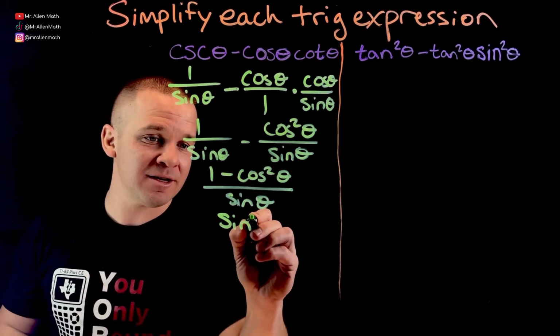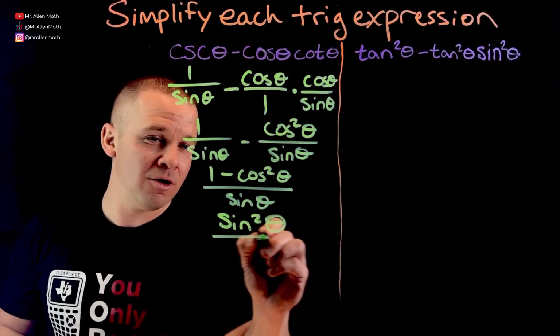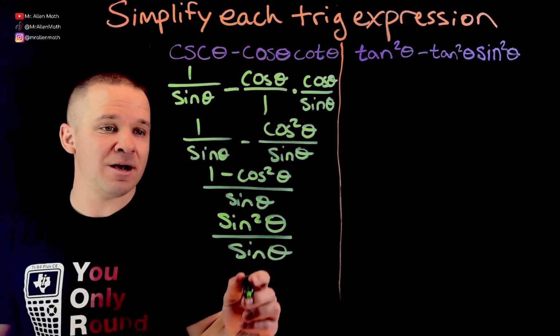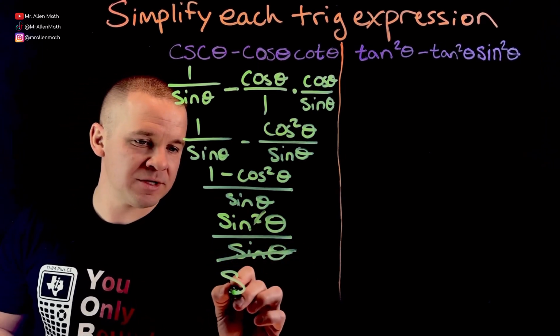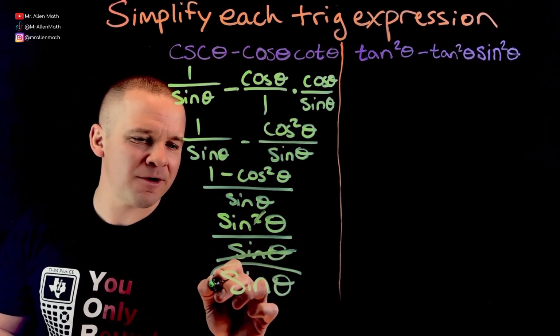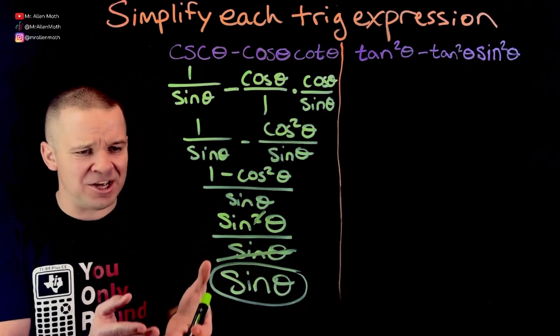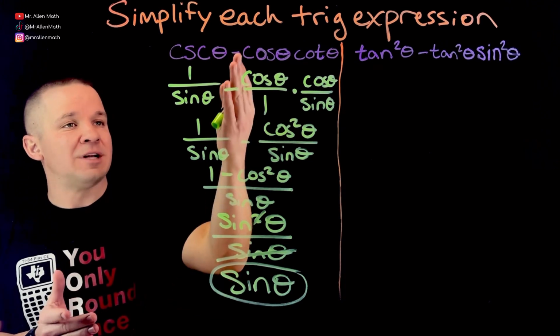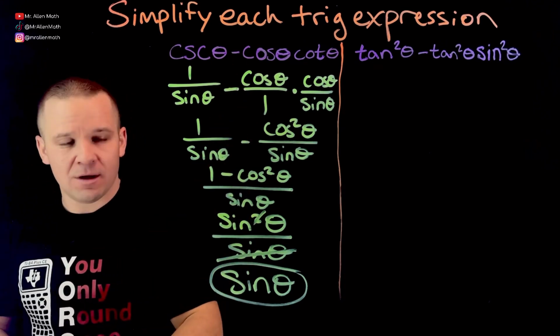So this becomes sine squared theta over sine theta. And then what happens here? Boom, boom. I'm left with sine theta. How satisfying. One positive dope trig function. Sine theta. Nice. It's beautiful. It's awesome. I'm going to go to pink now.